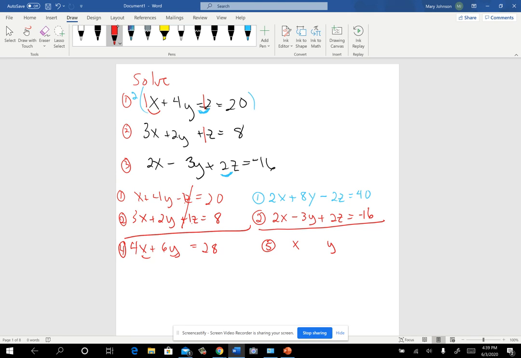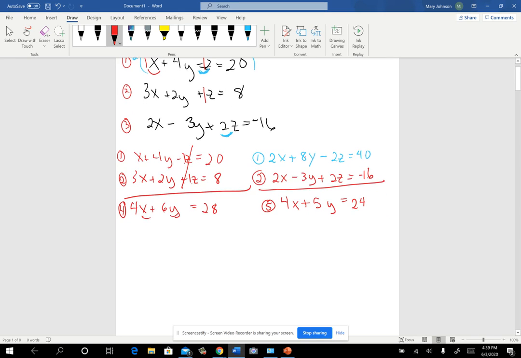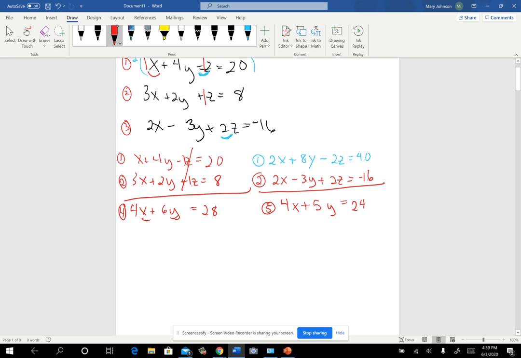And I set it up so that the z would cancel out. So now I'm going to add, and I get 4x, add the 8y minus 3y, I get positive 5y, and I'm going to add the 40 and the -16, and I get 24. Okay. All right, so now I've created my equation 4 and 5. What was important is that they had the same variables. So once I decided I was going to do this to get equation 4, equation 5 has to have an x and a y in it.